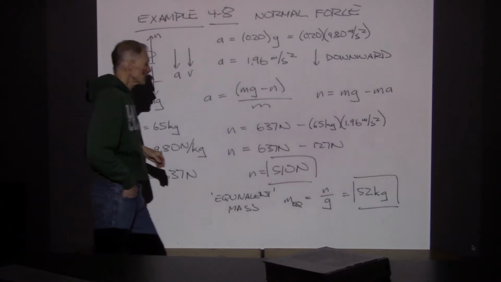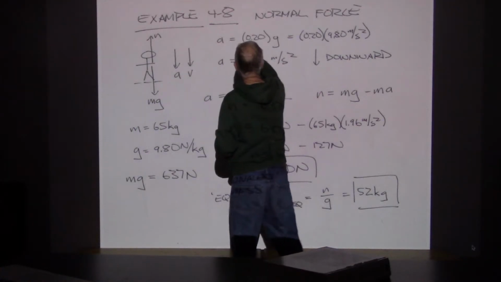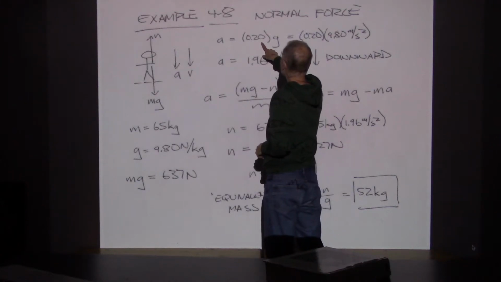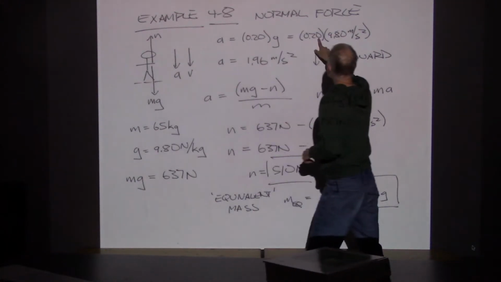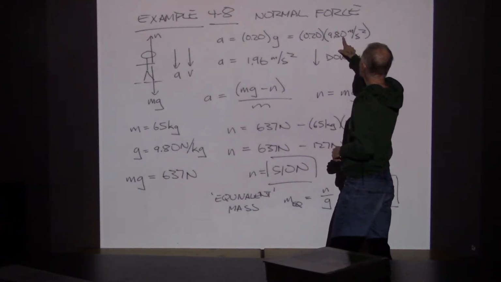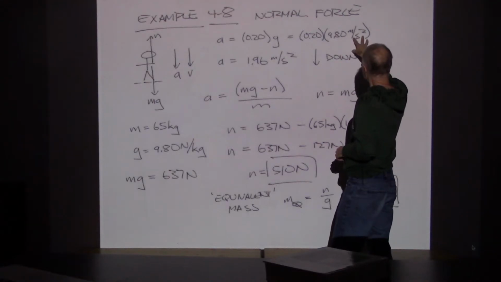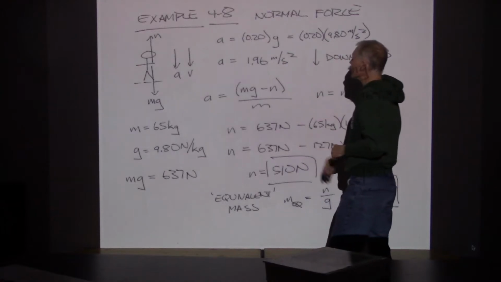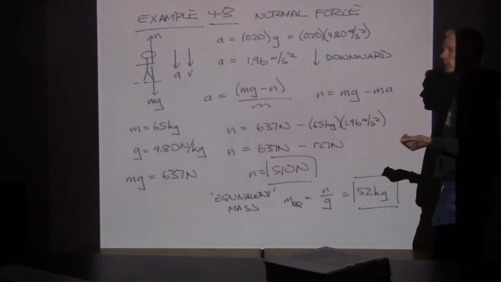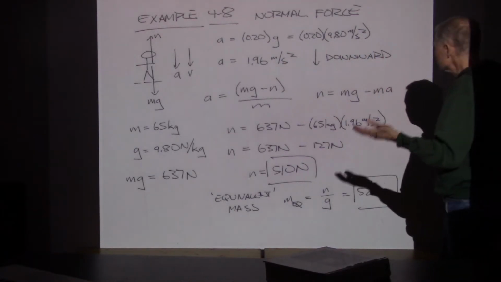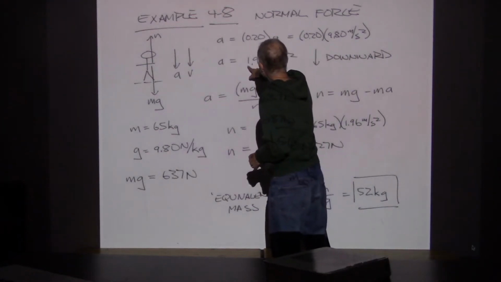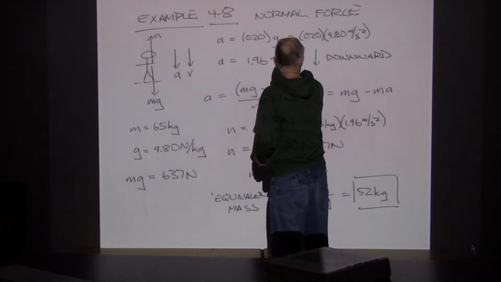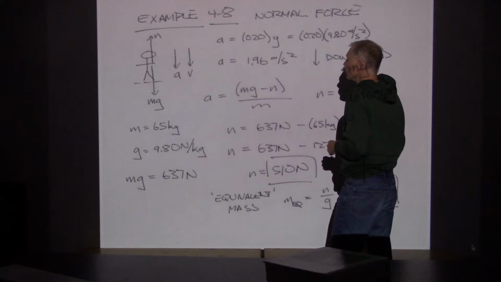Now, we can, first of all, take their numbers. They said the acceleration will be 0.20 times g. So I'm going to take 0.20 times the 9.80. Now, I went back and used meters per second squared here because we want to be able to get an acceleration set of units for this. So the acceleration here works out to be 1.96 meters per second squared. That's going to be downwards.